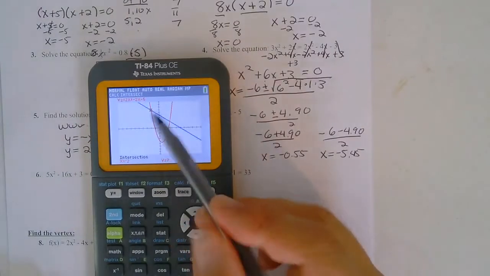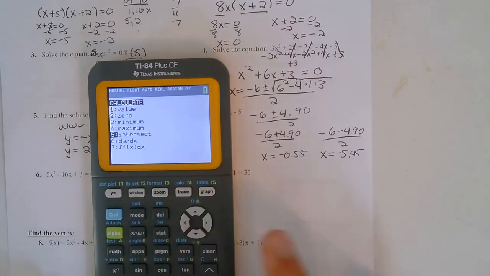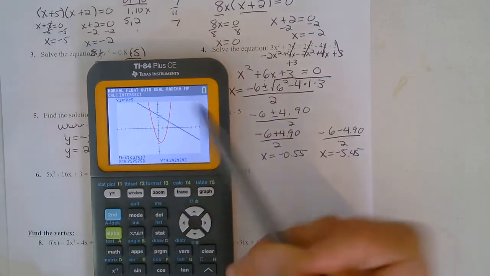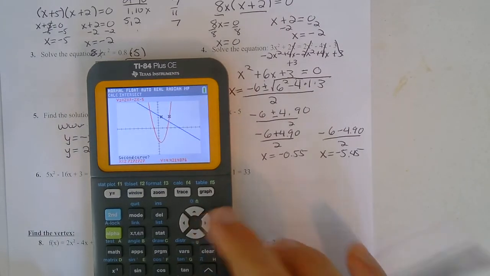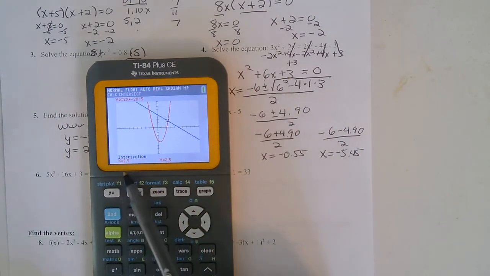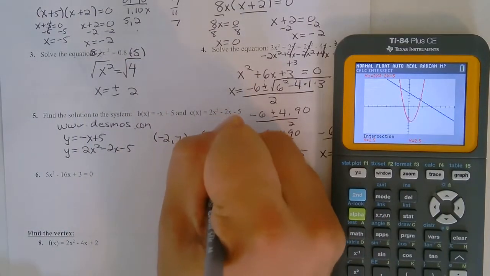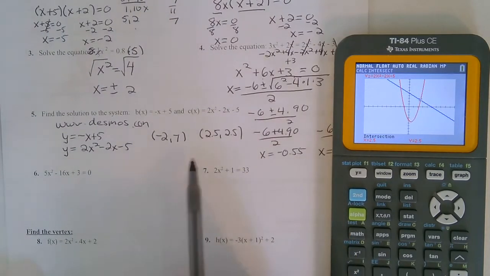And then you can go over here and find this intersection point. So second, calculate. Go to where it says intersect. And again, you need to be to the left of the curve. Then over here to the right. And it's 2.5 and 2.5. So those are our intersection points there.